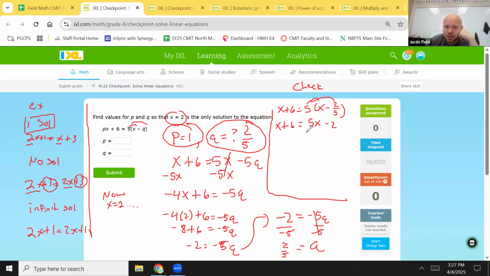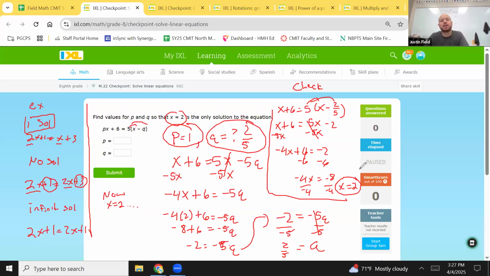x plus 6. Now, I get nervous here. Oh, I think it's going to work out. Okay, that's negative 4x plus 6 equals negative 2, minus 6 on both sides. Negative 4x equals negative 8. Divide. x equals negative 8 divided by negative 4, which is 2. Look at that. See, I did not need to Google it. I got it, and you can get it too.